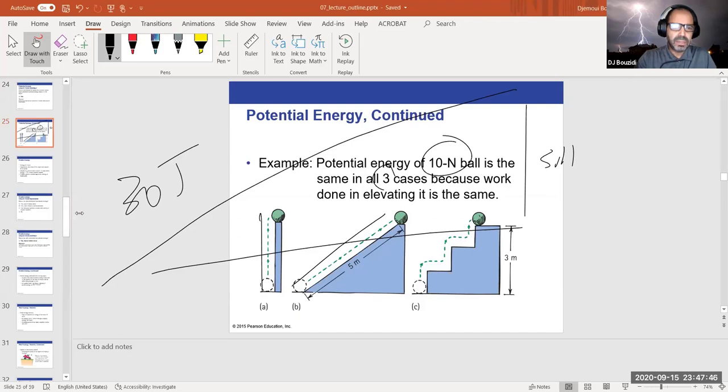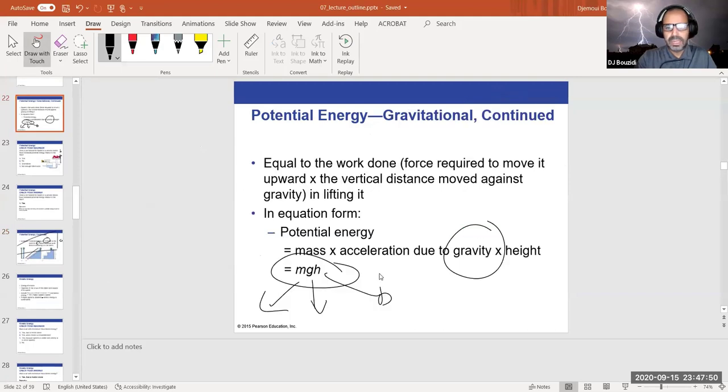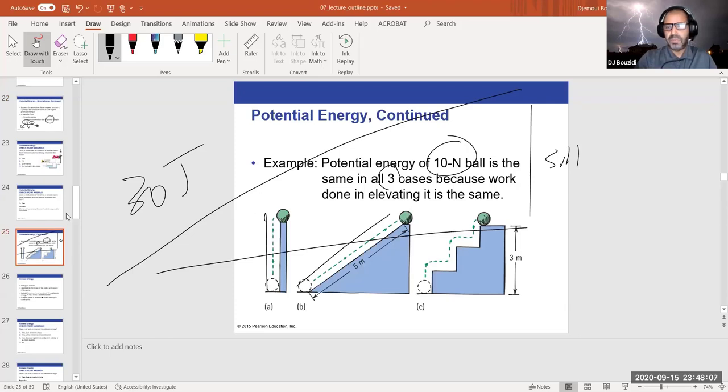Let me grab this thing in here to see. Where is that formula? Yeah, what matters in here is the height, and the height is the net difference between the initial level and the final level. So the fact that you go on an incline or straight up, it's the same amount of work. But the incline is actually a simple machine that makes the job a little easier, okay? So that's basically what it is.